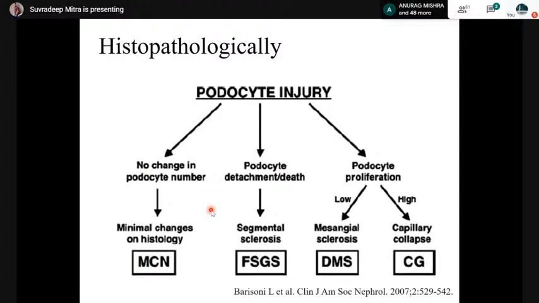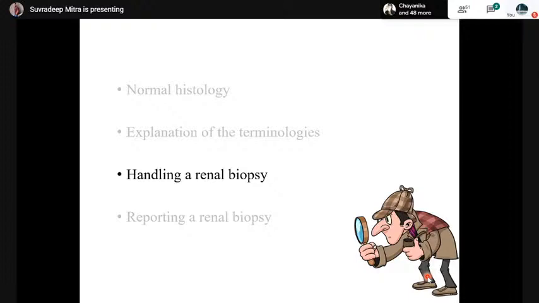Usually in minimal change disease, there is no change in podocyte number, whereas FSGS is typically demonstrated by podocyte detachment or death and a reduced podocyte count, which is also known as podocytopenia. And if there is podocytic proliferation, it usually occurs in diffuse mesangial sclerosis and collapsing glomerulopathy. In collapsing glomerulopathy, the count is usually very high. There is a good number of podocyte proliferation and crowning by the podocytes.